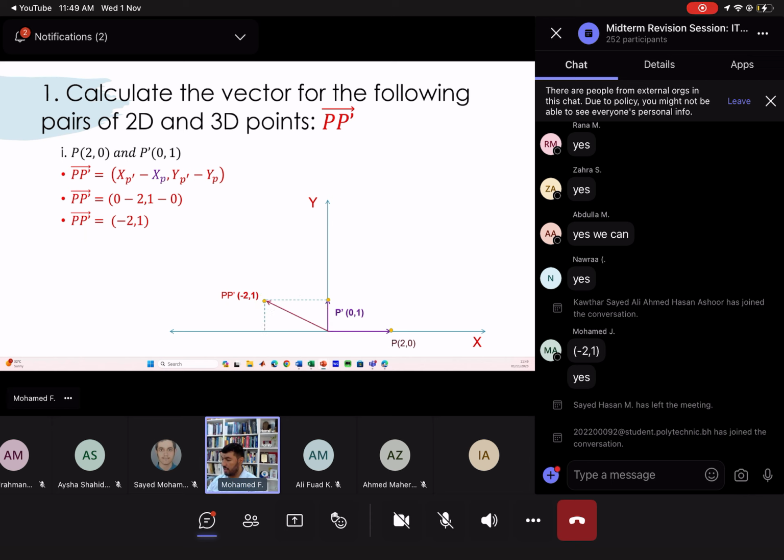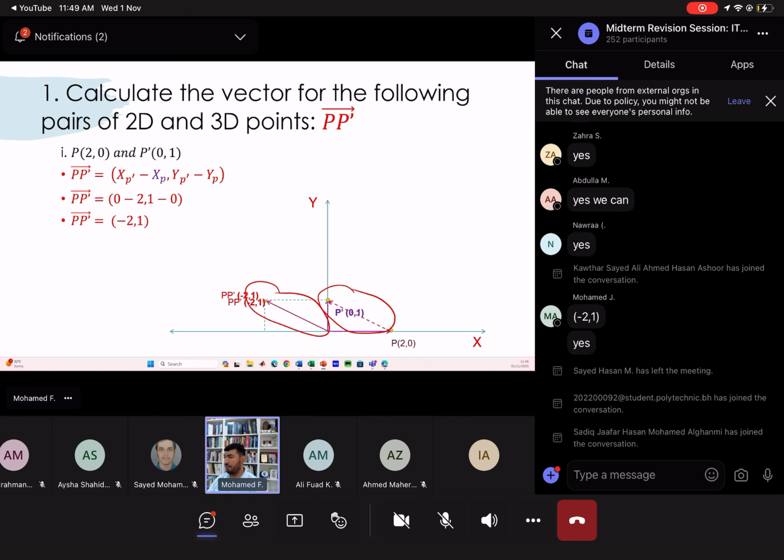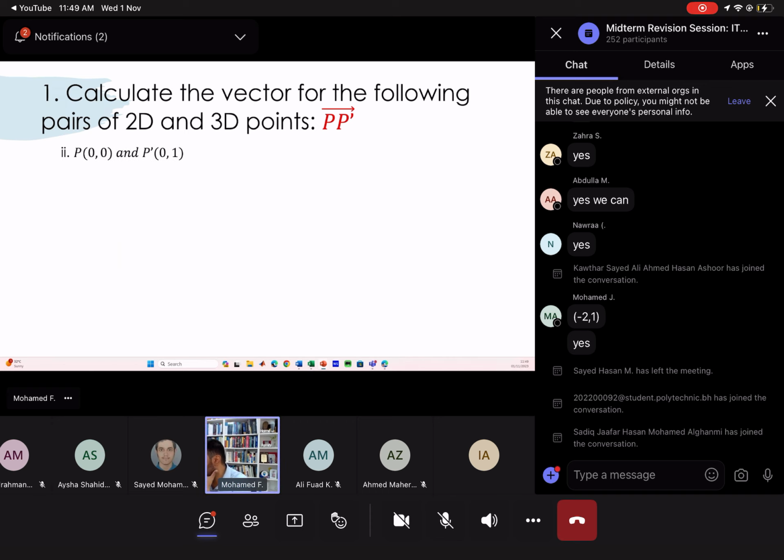So why is it the same? Because now we can see if we move this line, it's exactly the same one at a different position. Okay, but this is just an extra which we are going to cover later after the exam, the midterm.